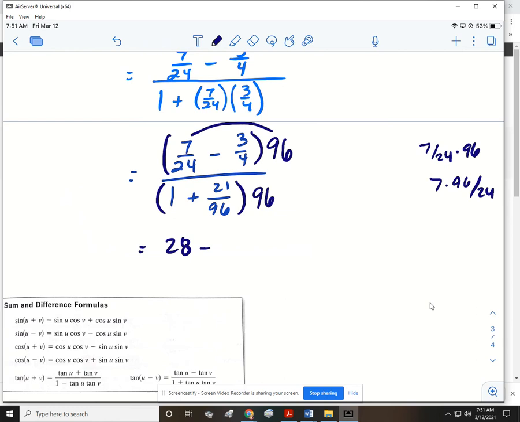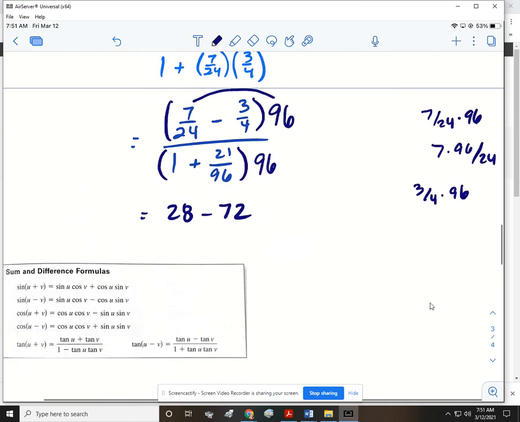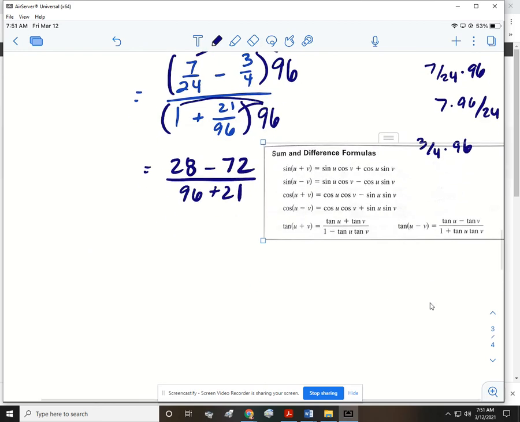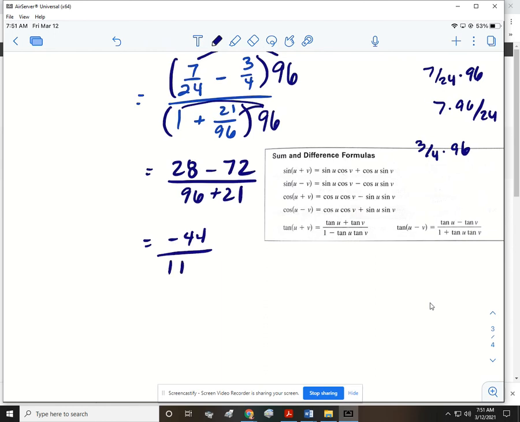And then the same thing on this. 3 divided by 4 times 96 is 72, or 0.75 times 96 is 72. Here in the denominator, obviously that's going to be 96, and that's going to be 21. Okay, and then 28 minus 72 is -44, and 96 plus 21 is 117.